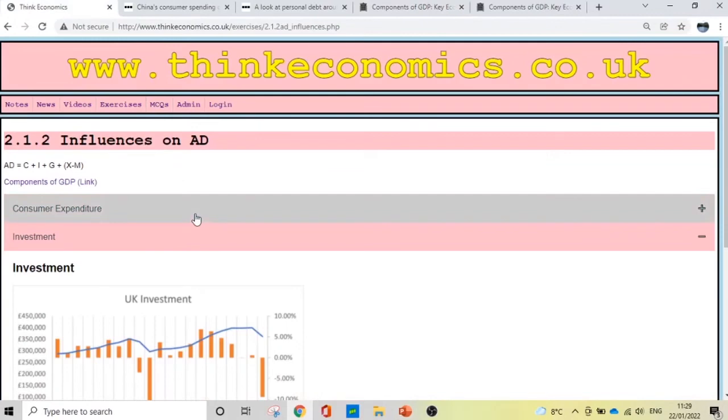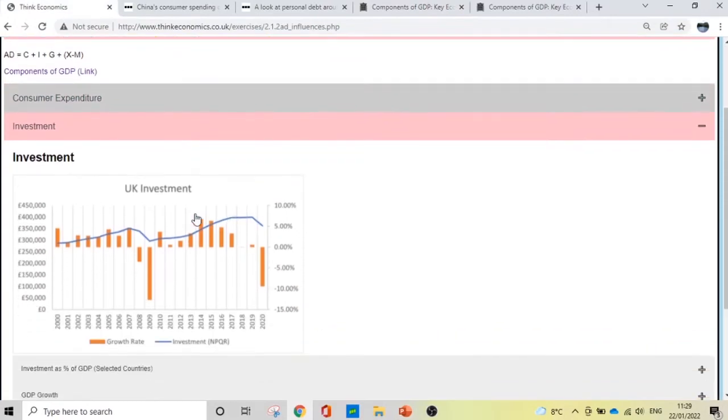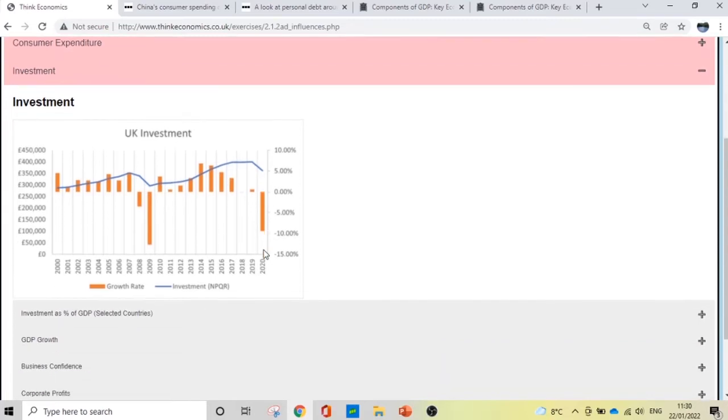But let's have a look at what's happening with investment. Investment has been increasing, and then it was decreasing in the financial crisis and recession, increasing a bit. 2016, we saw lower levels of investment, possibly due to Brexit. You might say it flatlined in about 2018, and then during the pandemic, businesses haven't really been keen to make lots of investment because there's been so much business uncertainty.